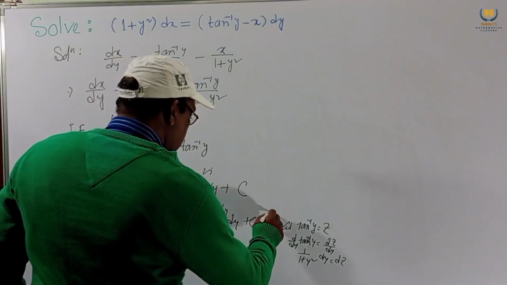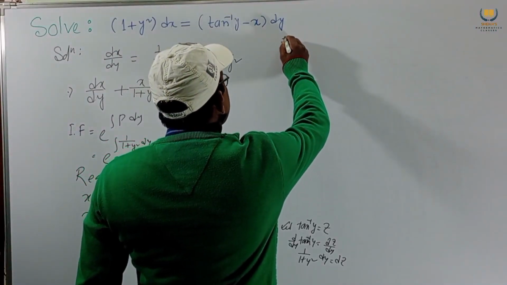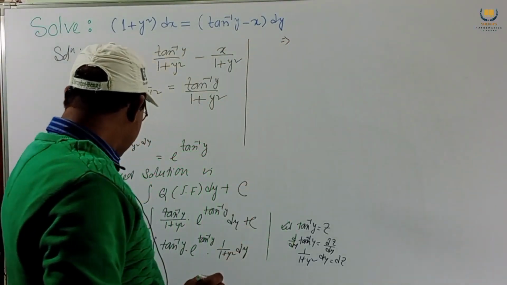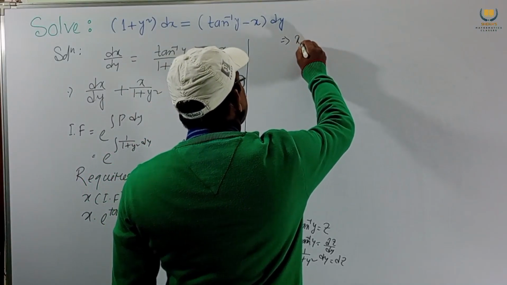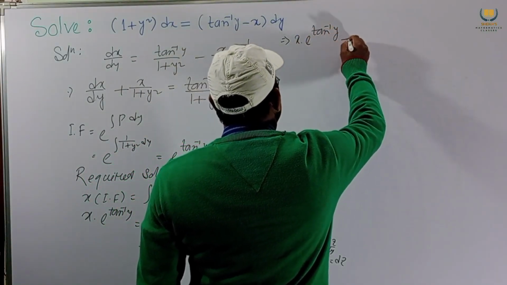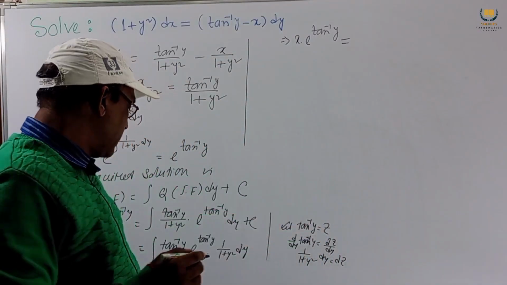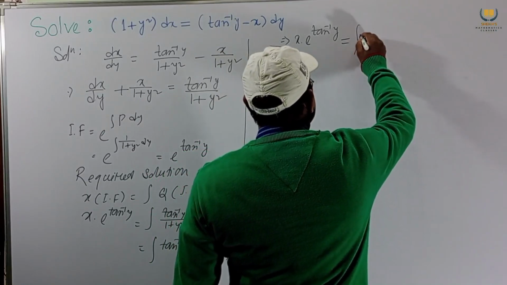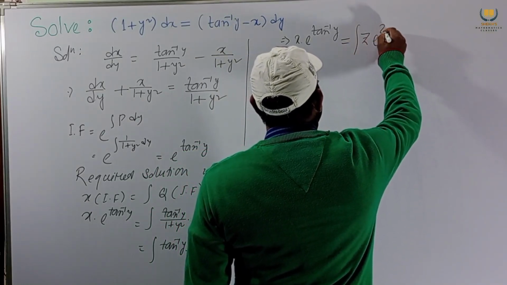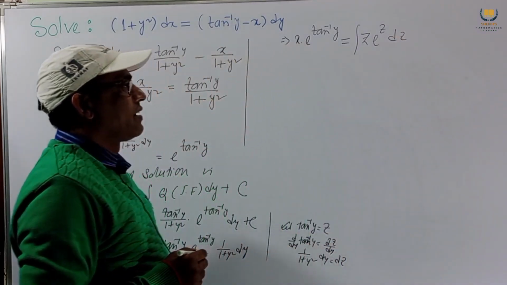So by the substitution method, on the left hand side we have x e to the power tan⁻¹y, which remains the same, and on the right hand side, with tan⁻¹y as z, this is the integration of z e to the power z dz.